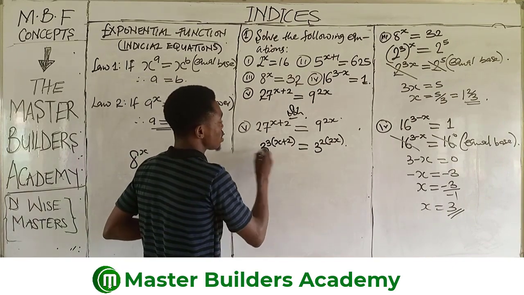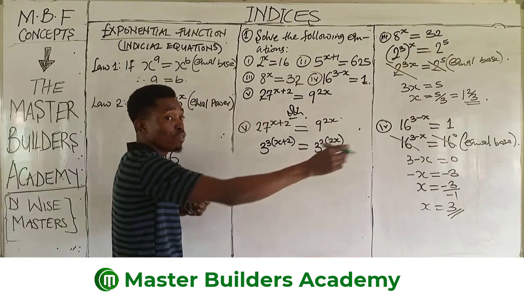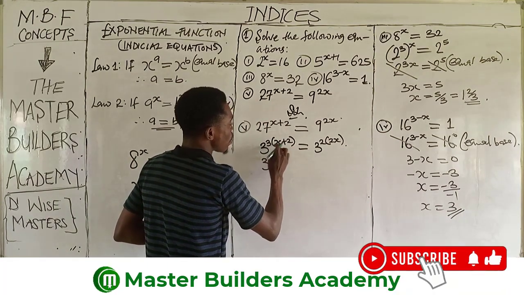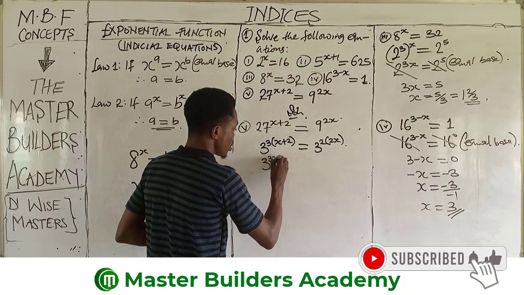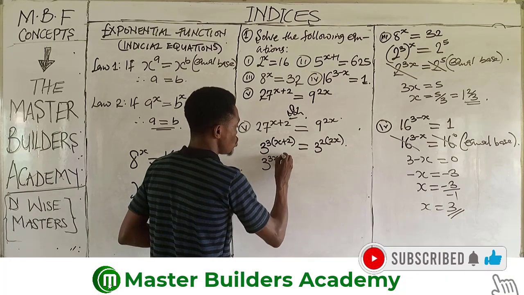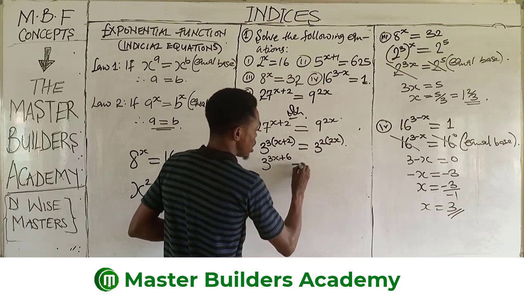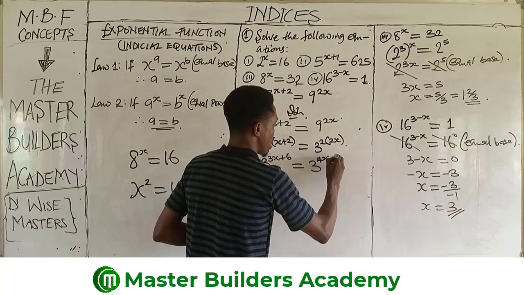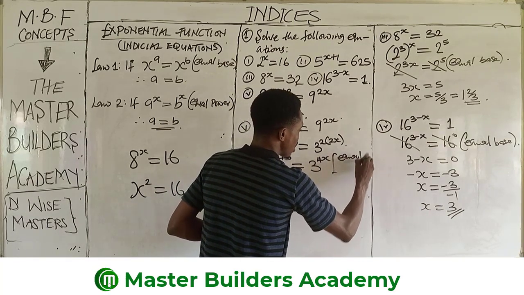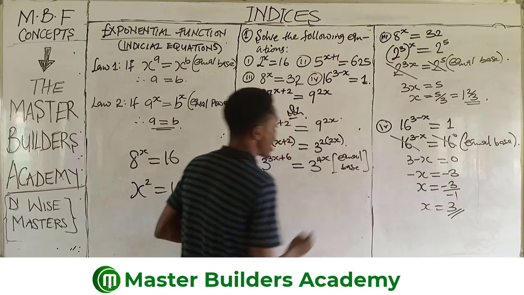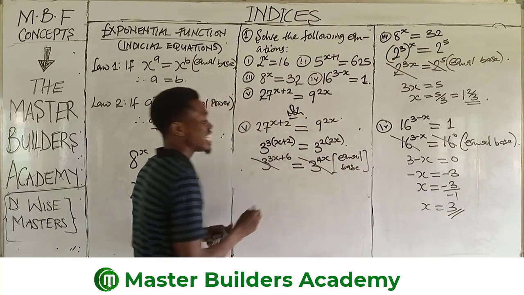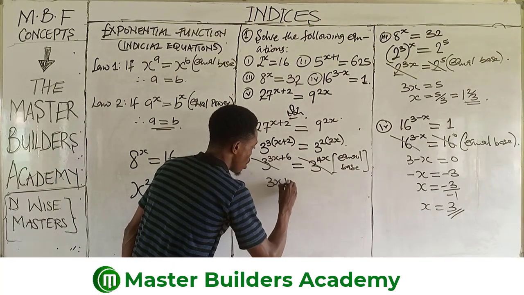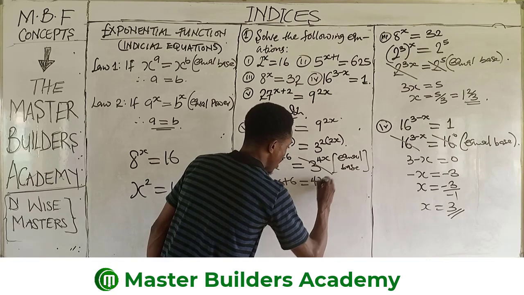All we need to do now is to remove the bracket. Alright? So let's multiply out. 3 multiplied by x will give us 3x, and 3 multiplied by plus 2 will have given us 6, is equal to 3, which is the base, to the power 2 times 2x, which will give us 4x. Now we have equal bases. And anytime you have equal bases, cancel out the base and equate the powers. Now the powers here are 3x plus 6 on the left hand side and 4x on the right hand side.